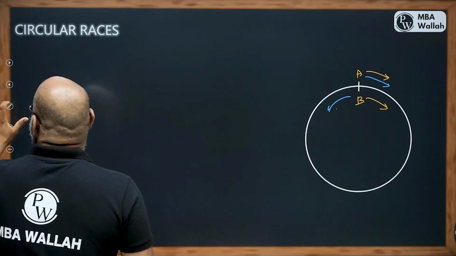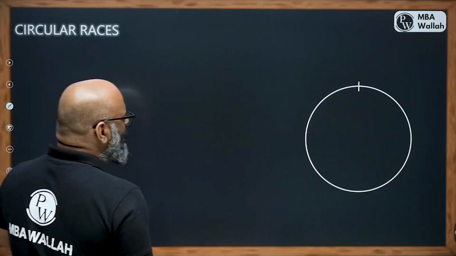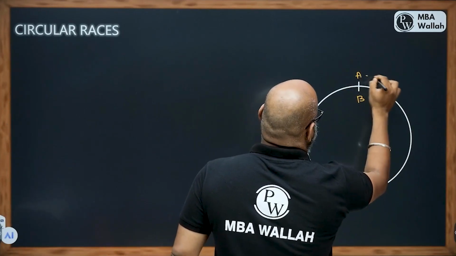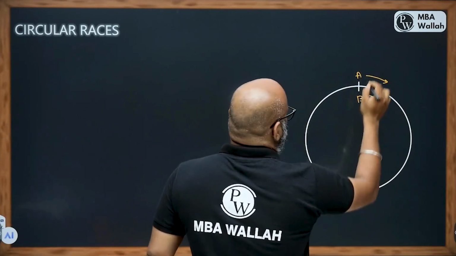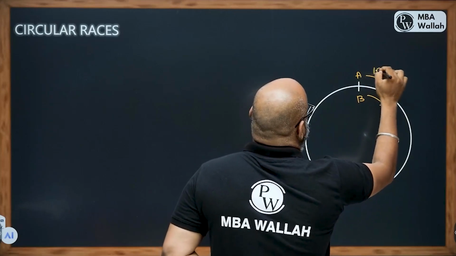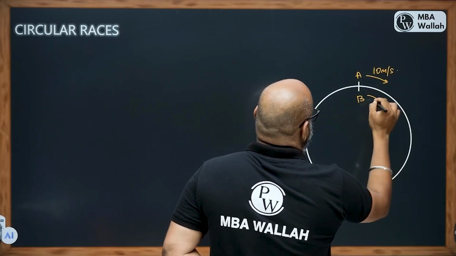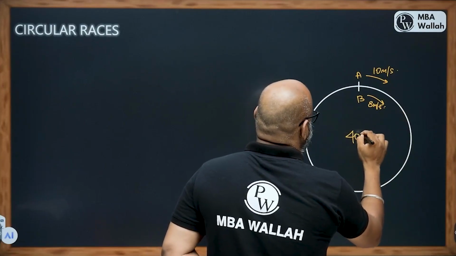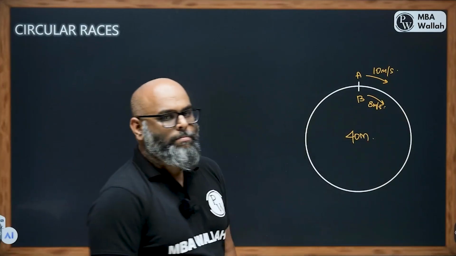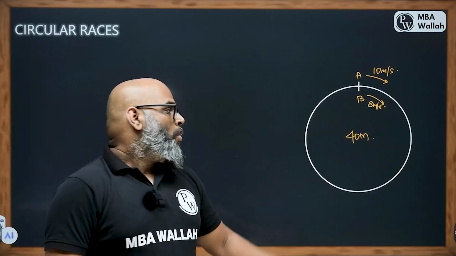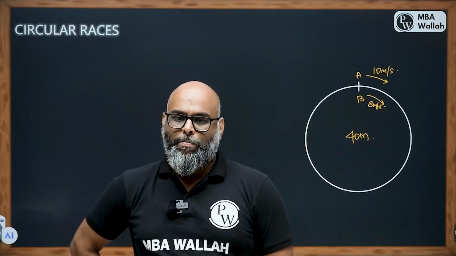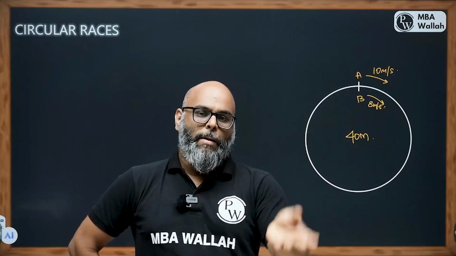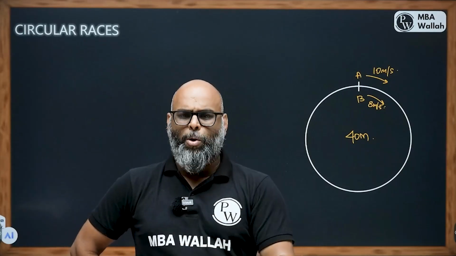Let's do the first case here. The first case and second case happen to be one and the same. A, B. Now, let's say A runs at 10 meters per second. B runs at 8 meters per second. Let's say the lap length is 40 meters. Now, when will they meet for the first time? Where will they meet for the first time? We'll address both questions.